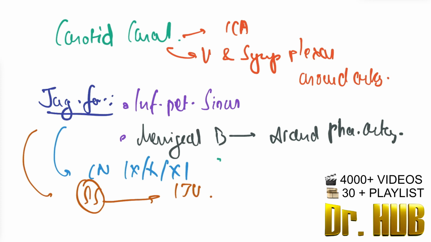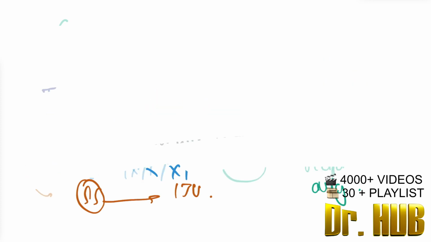Lastly, what is the structure in the jugular foramen? It will be the meningeal branch of the occipital artery. Next, we look at the hypoglossal canal.